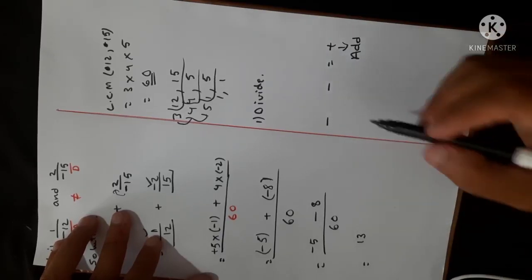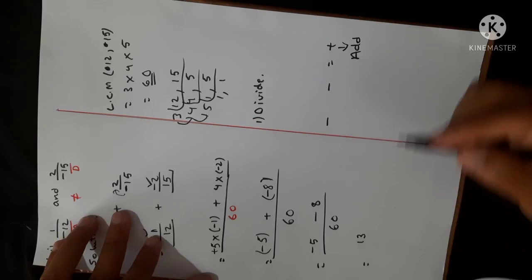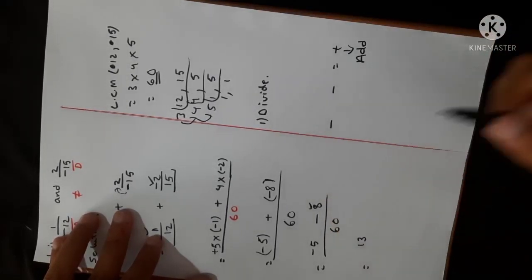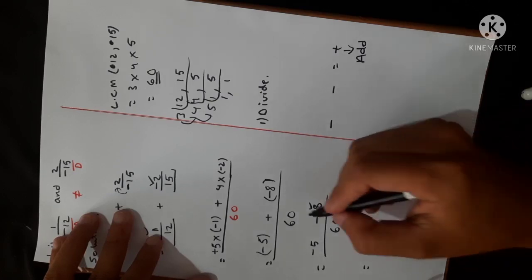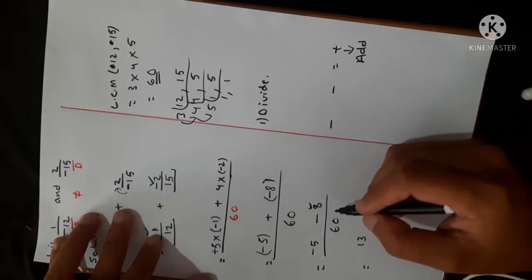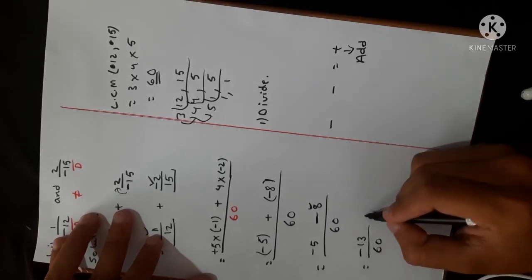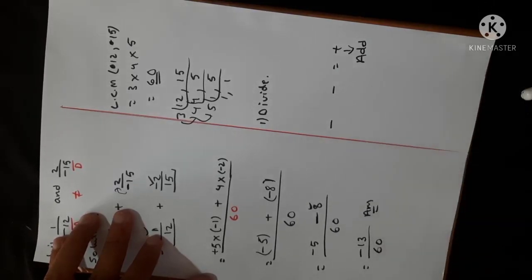Next, what should you do? You should write the sign. What sign should we write, the sign of 5 or 8? We should write the sign of 8 because 8 is greater than 5. So what is the sign of 8? It is minus. So minus 13 by 60. And this is the correct answer.